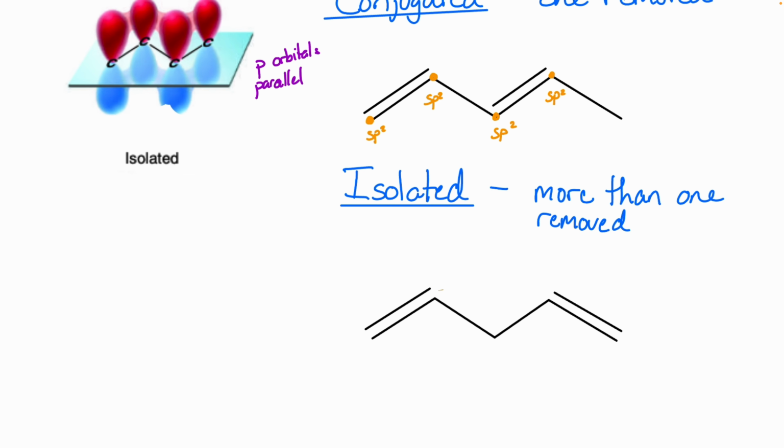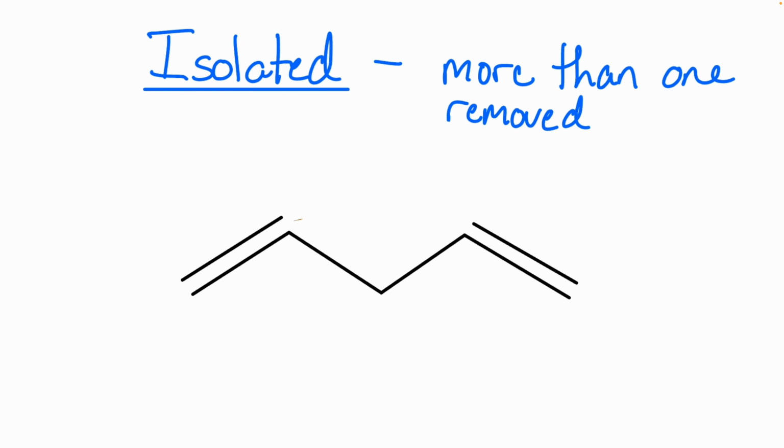And then let's go to our isolated double bonds here, isolated dienes rather. These are both what hybridization?